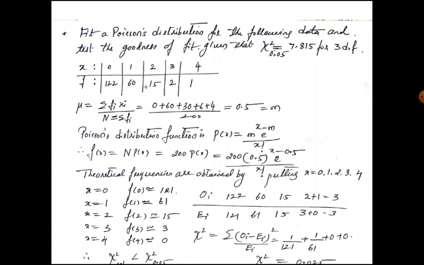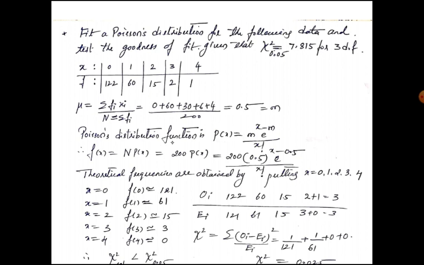So here is your data given. X values 0 to 4 and the corresponding frequencies are 122, 60, 15, 2 and 1. Now for this data, let us find the mean mu. Mean m or mu you can take as summation fi xi by capital N, which is summation of fi. So when you substitute and simplify here, you get the mean value as 0.5.